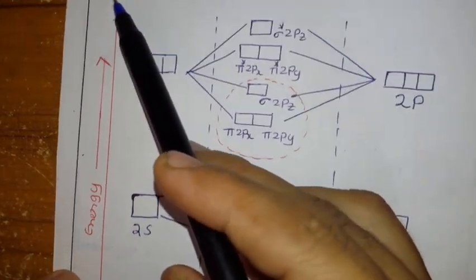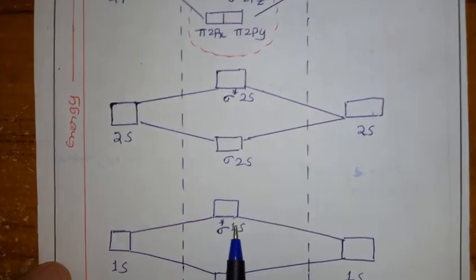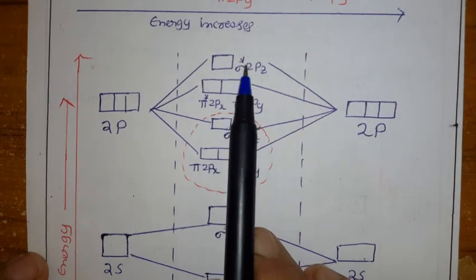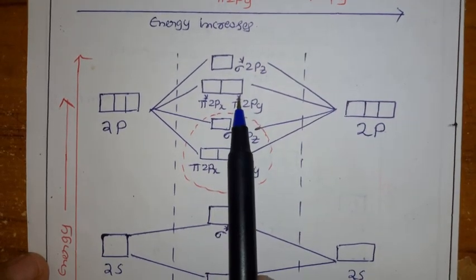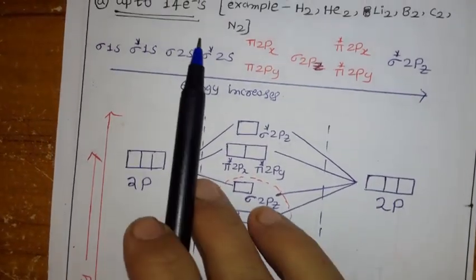Definitely we have to show this, because it is in increasing order of energy. Already we discussed that anti-bonding molecular orbitals you have to show with a star mark. This is the energy profile diagram for up to 14 electrons.